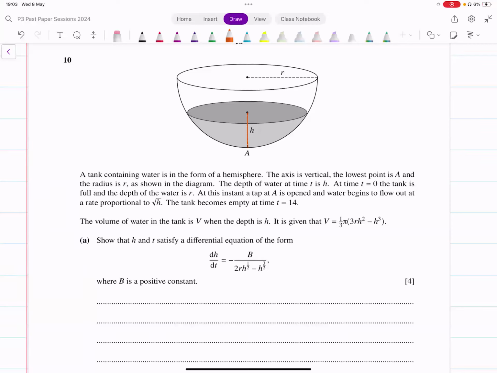The depth of water at time t is h. Depth means height of water, right? Or the depth of water, that is h. At time t equals 0, the tank is full and the depth of the water is r. Okay, so hemisphere. We know the formula for volume of a hemisphere. For a sphere, it's 4/3πr³. For a hemisphere, the volume formula would be 2/3πr³, right? Half of that.